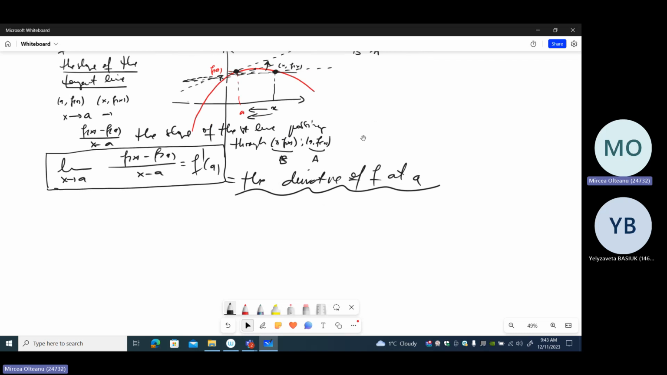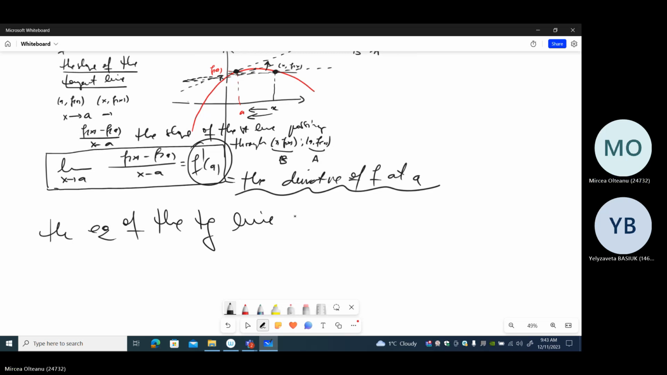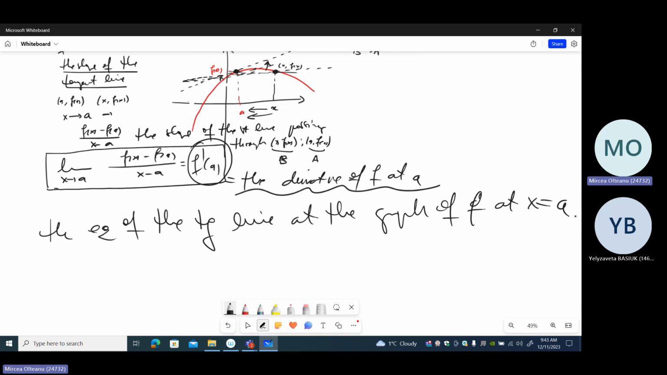This is the definition of the derivative of a function at some point a, of course, under the hypothesis that this limit exists and it's a number. It's not infinite, and it does exist. Now what's the use of this number? It is the slope of the tangent line. So at this moment, we can write the equation of the tangent line at the graph of f at x equals a.